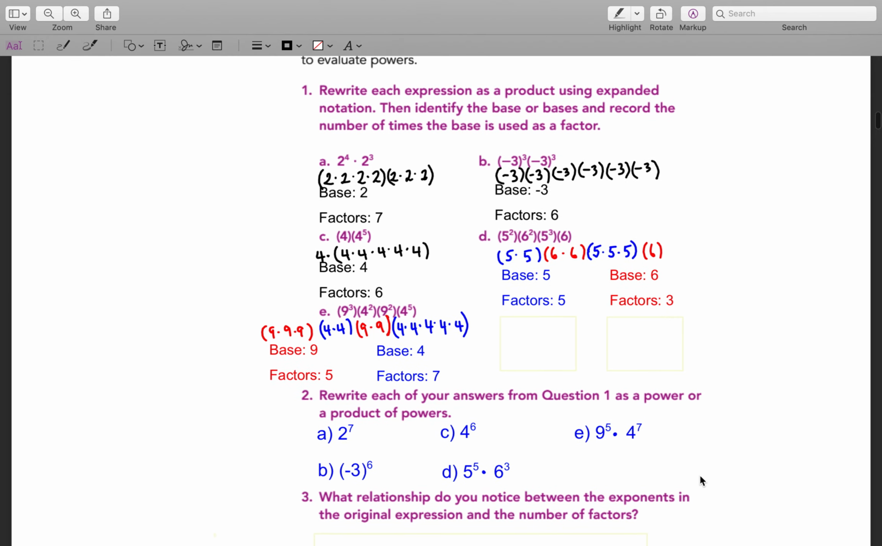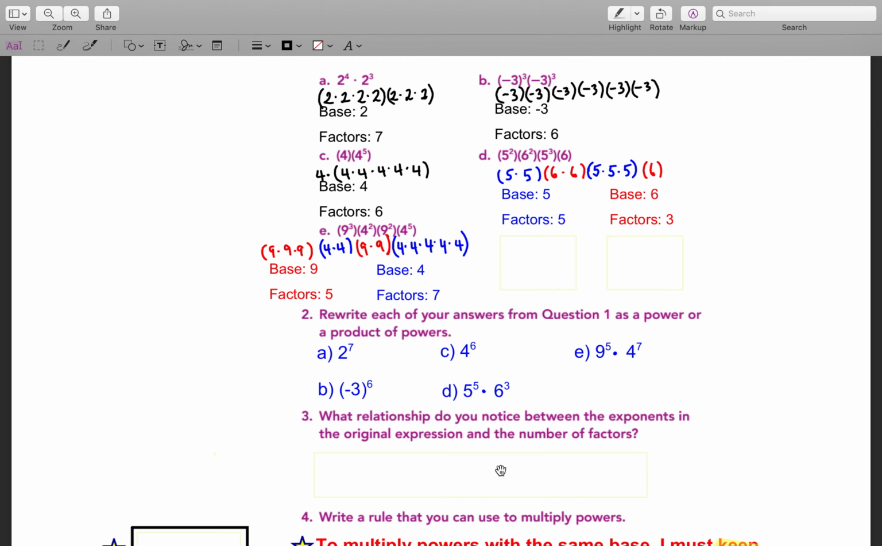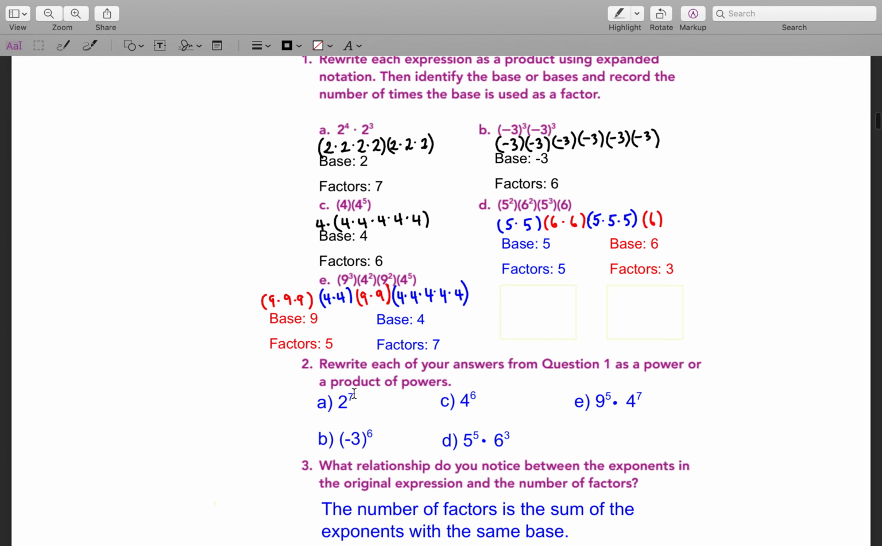Okay. So what relationship do you notice between the exponents in the original expression and the number of factors? We can say that the number of factors is the sum of the exponents with the same base. For example, we have 2 to the fourth times 2 to the third, so 4 plus 3 is 7. That's how, when the bases are the same and they're being multiplied, we just add the exponents up. So it's 2 to the 7th. Same thing for C. It was 4 to the 1 power, an imaginary 1, since there's nothing on there, so it's 1. So 1 plus 5 is 6. That's how we got 6 here.